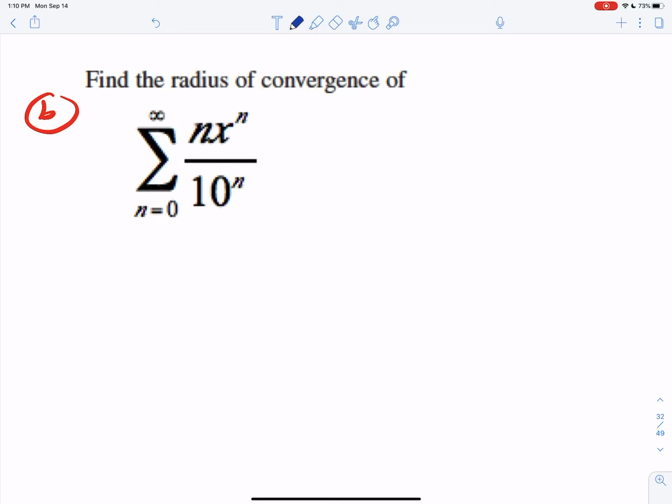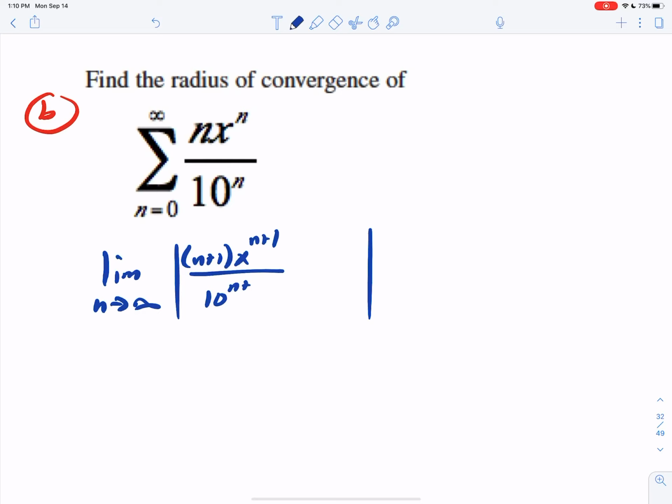Okay, here we go. We're going to run the ratio test. We're going to force it to converge, okay? So we take the limit as n goes to infinity of the absolute value of n plus 1, x to the n plus 1, all over 10 to the n plus 1. And we're going to divide it by the a sub n term, or the same thing as multiplying by its reciprocal.